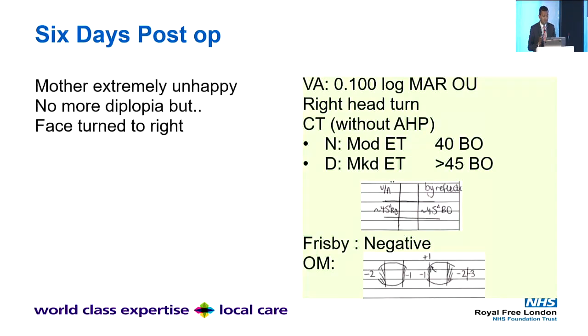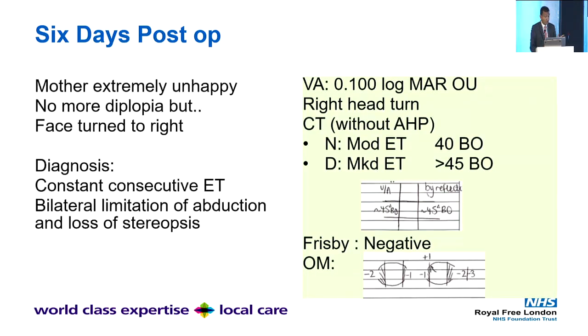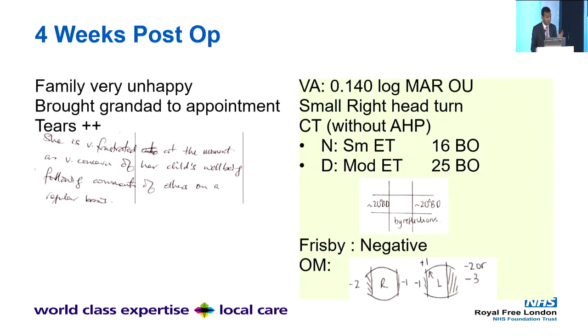Six days after the surgery, extremely unhappy. No more double vision, but the face is turned to the right. And why? Because she has a massive limitation of abduction and a massive consecutive esotropia, and no stereopsis. So, a lot of reassurance. This will relax out. Don't worry, it'll be okay. It's 4 weeks now. Now the granddad is coming to the appointment as well. Lots of tears. As the mouth hospital says, she's very frustrated at the moment and very concerned about her child's well-being because of this. And now the ET has gone. It's gone from 40 to about 16, 25, but there's still this big limitation.